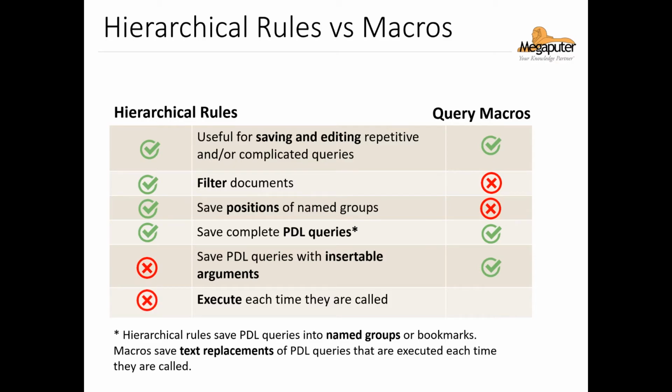Hierarchical rules don't execute each time they're called, which is good. However, query macros do. So if you want to be filtering and saving information for later use, use a hierarchical rule. If you want to just save this repetitive thing that's not going to be a good filter, maybe it's the last piece of your XPDL, it's just some repetitive nature, it doesn't make a good hierarchical rule and you don't want to kick off a rule for it, use a query macro. If you're using it with an insertable argument, definitely use a query macro.